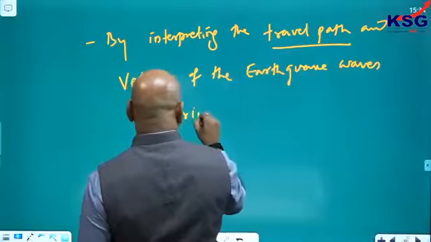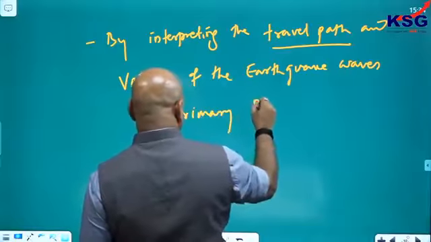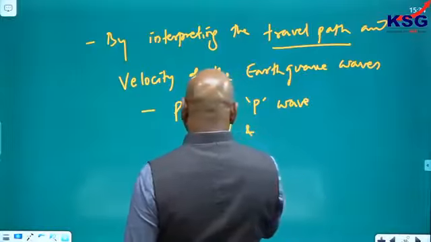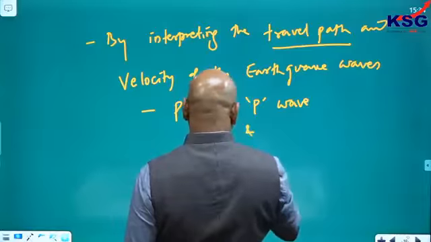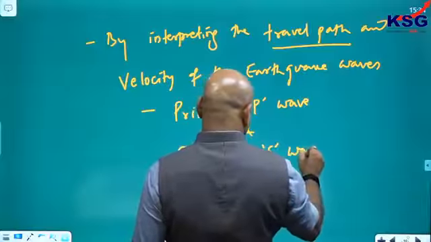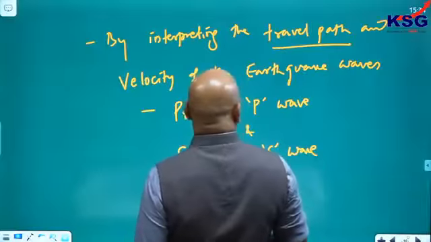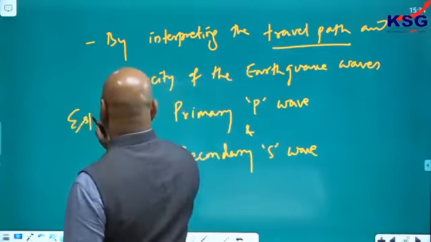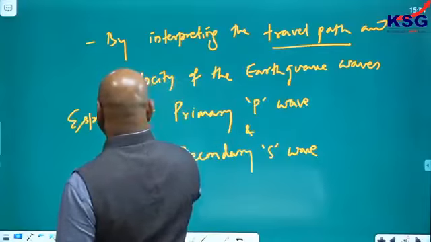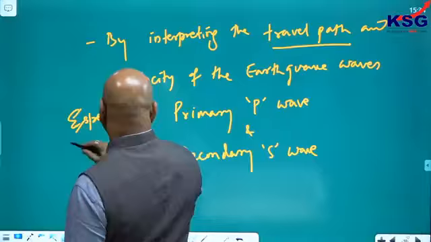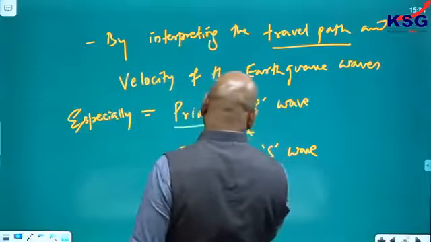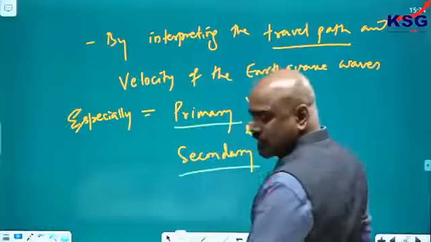especially primary P wave and secondary S wave. Earthquake waves, especially P wave and S wave. P is primary wave and S is secondary wave. ये दो waves हैं.